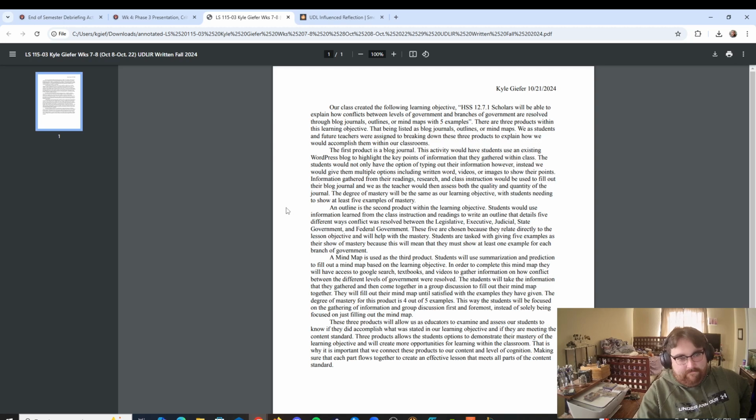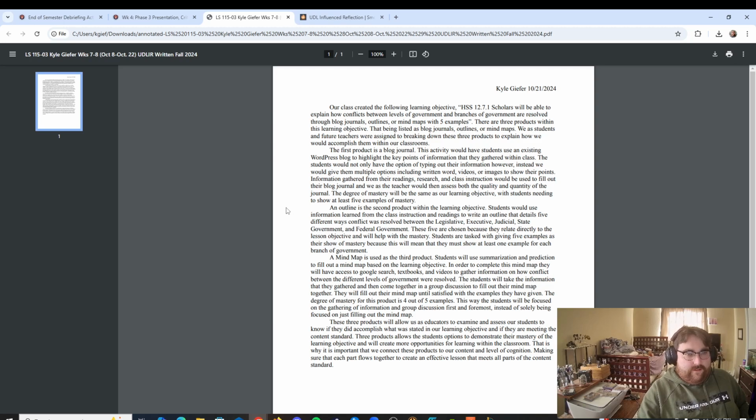So this one, obviously, it was: scholars will be able to explain how HSS 1271. Scholars will be able to explain how conflicts between levels of government and branches of government are resolved through blog journals, outlines, or mind maps with 5 examples.